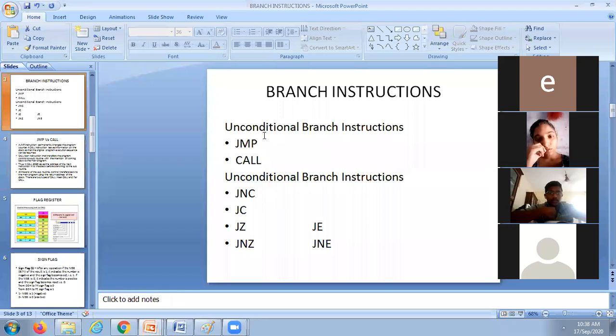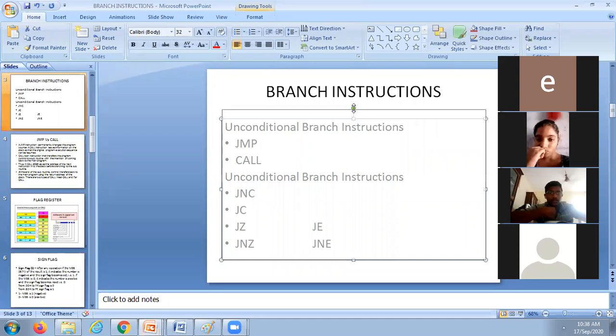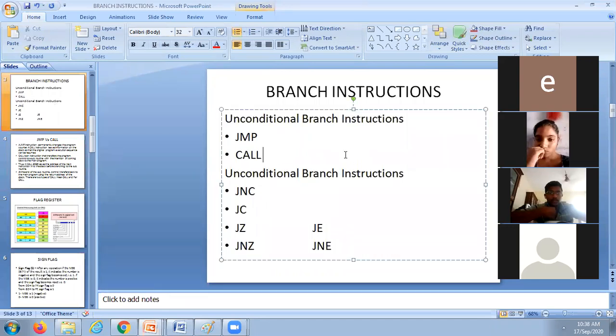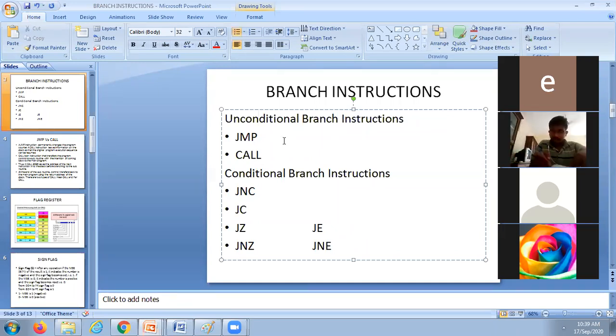These are the branch instructions. Again, in the branch instructions, there are two types: unconditional branch instructions and conditional branch instructions. There are two types, one is conditional, another one is unconditional. The unconditional branch instructions are jump and call.